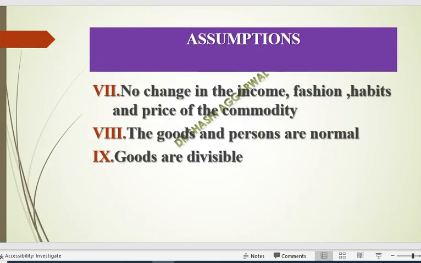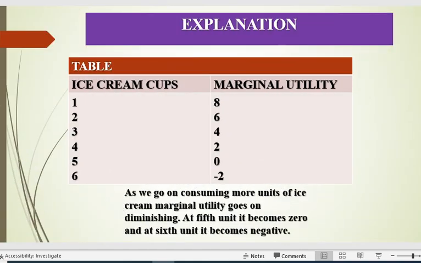No change in the income, fashion, habit, and price of the commodity. The goods and person are normal. Goods are divisible. So this is the explanation of the law of diminishing marginal utility.